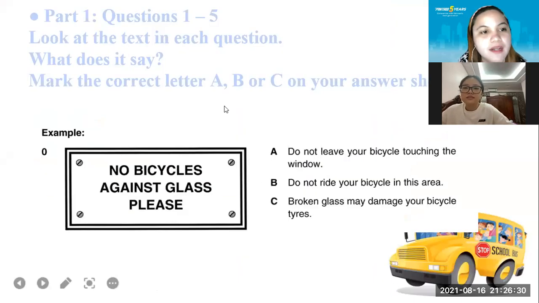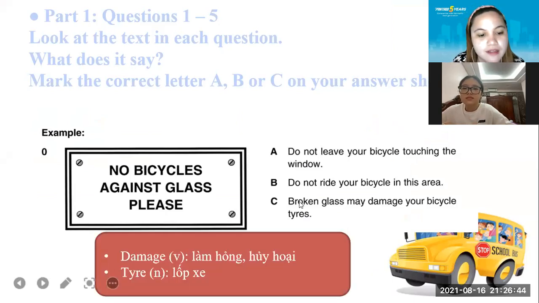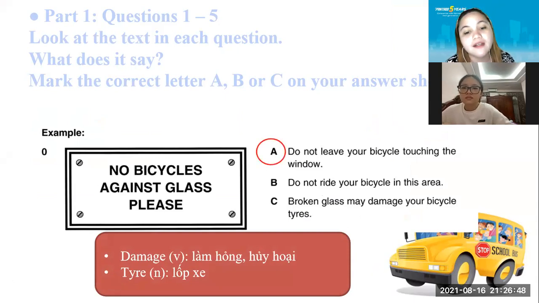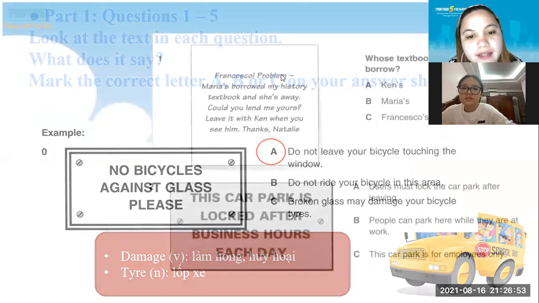Okay, so let's begin in part number 1 with questions 1 to 5. Look at the text. In each question, what does it say? Mark the correct letter A, B, or C on your answer sheet. So example, bicycles against glass, please. The answer here is letter A. Do not leave your bicycle touching the window. All right, now Tan.